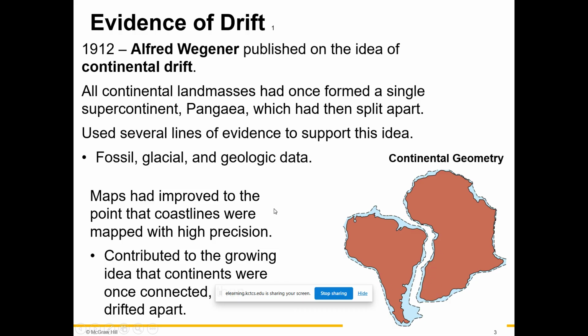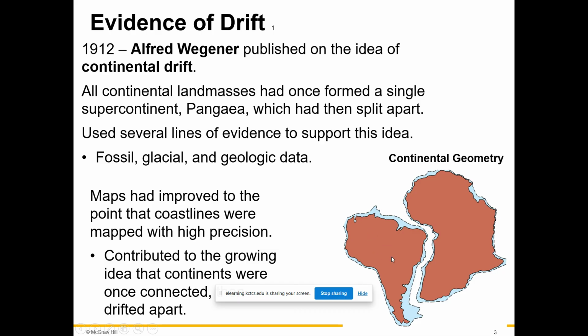And how did this theory come into being? It really started with Alfred, I think it's pronounced Wegener, who published the idea of continental drift, in which he realized, as you can see here, that these continents kind of fit together. We have Africa and South America, and it looks like somebody just tore them apart. So he put that together, and he also realized that things on the continents, not just the shapes, lined up as well.